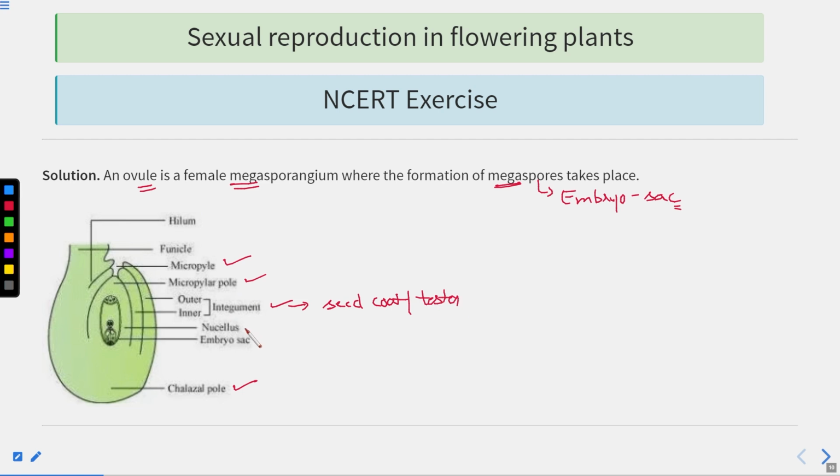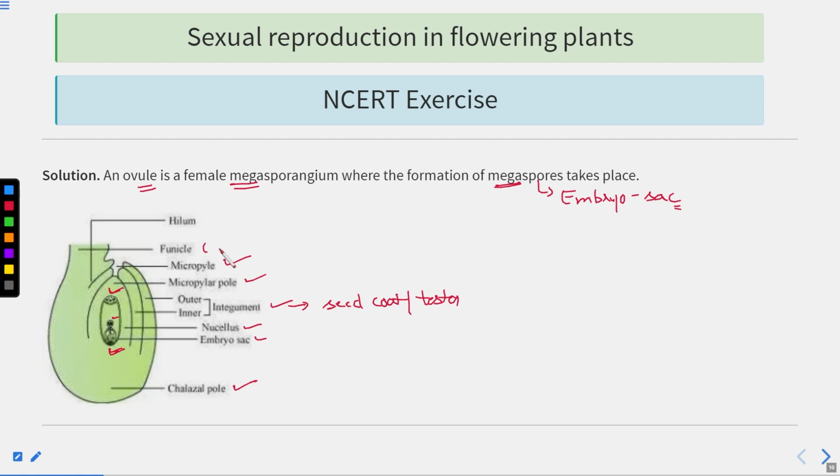These are the nucellus cells which are present in the ovule. This is the embryo sac which is developing within the ovule. This is the micropylar end of the embryo sac, and this is the chalazal end of the embryo sac. At the chalazal end, antipodals will be present. At the micropylar end, the egg apparatus will be present, which consists of the egg and the synergids. And in the center, there is a central cell which consists of two polar nuclei.